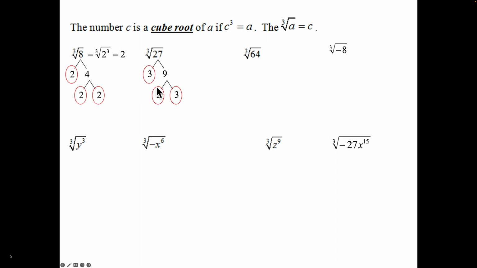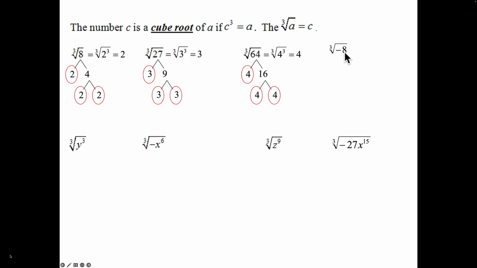27 is 3 times 3 times 3. The cube root and the power of 3 cancel. 3 goes into 3 once, 3 to the 1st power. Careful with 64. We saw this when we were factoring the difference of perfect squares and perfect cubes. 64 is also a perfect cube. 4 times 4 times 4. The cube root of 4 cubed is 4.